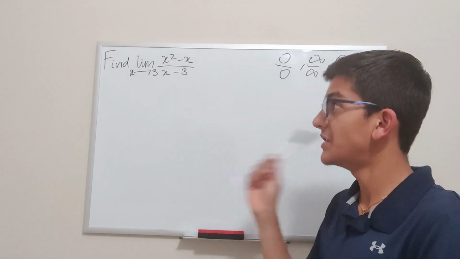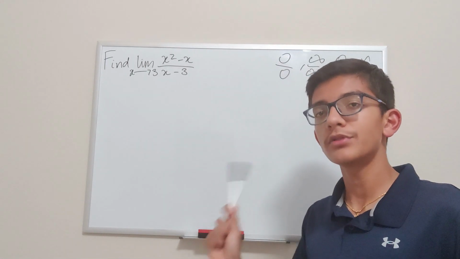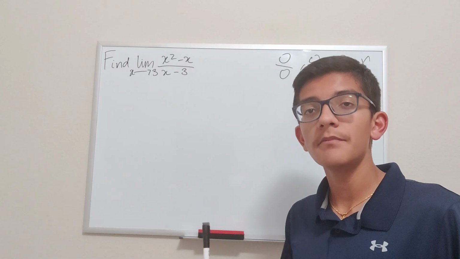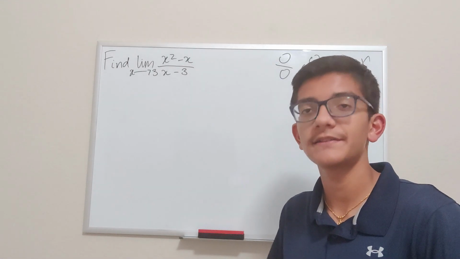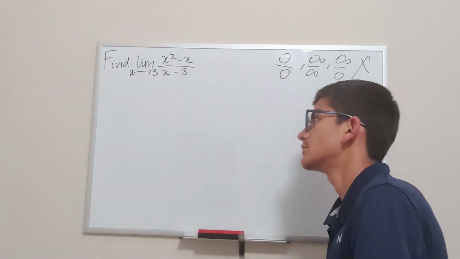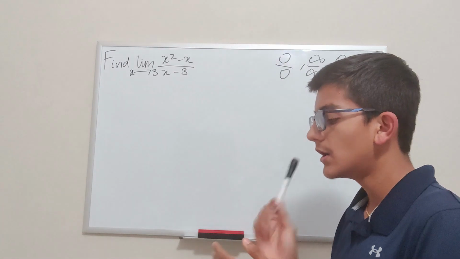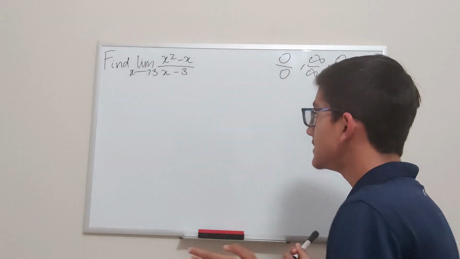So we're back with our next question, and it will be finding the limit as x approaches 0 for x squared minus x divided by x minus 3. And you're thinking, okay, Ranveer, what method are we going to use? Are we going to factor? Are we going to multiply by the conjugate? Well, what are we going to do? Are we going to use squeeze theorem?